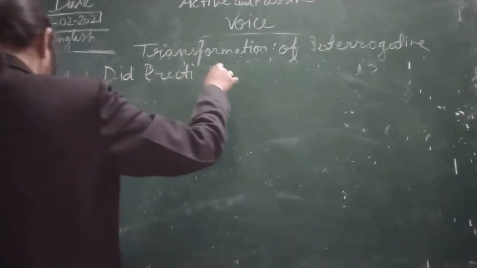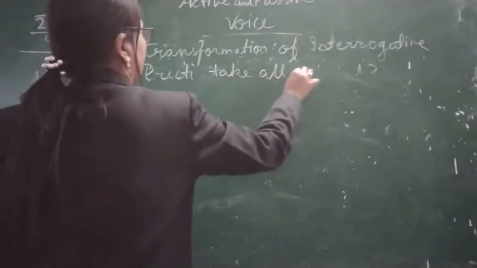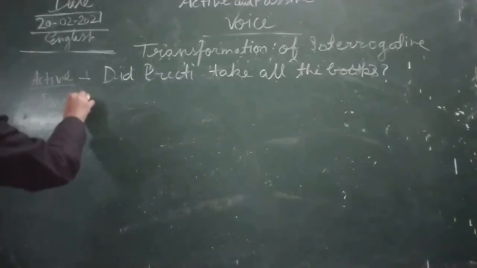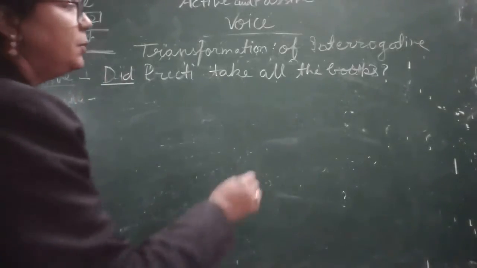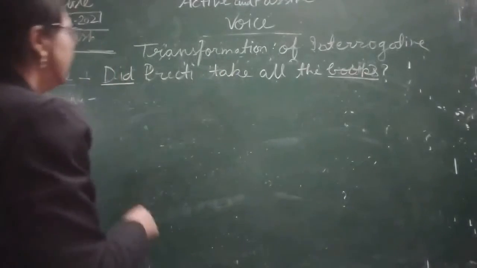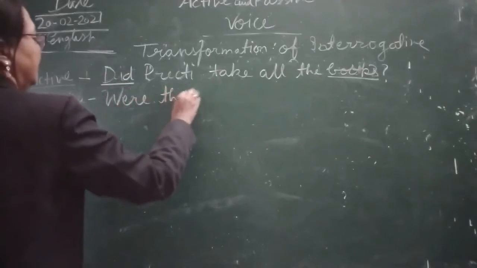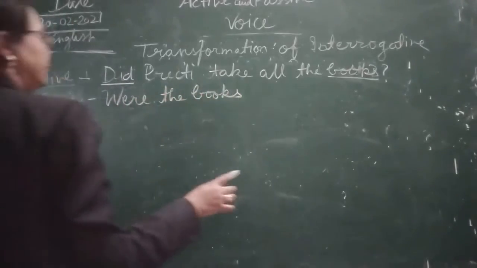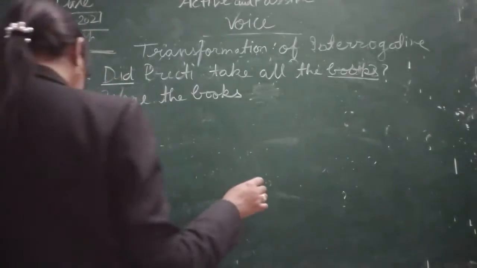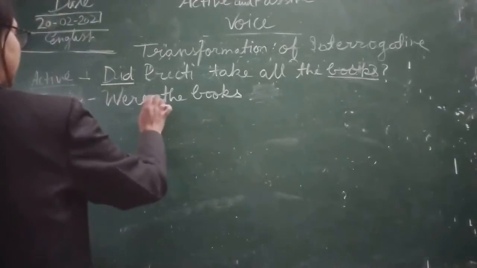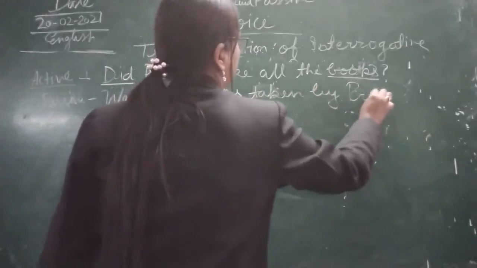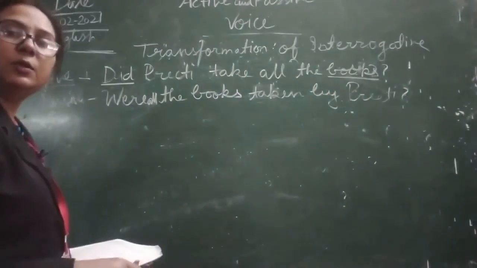Did Preeti take all the books? Now here, children, you can see in passive voice what we will do: did is there, so all the books. Here you can see subject-verb agreement. Now it will become the subject over here. So what will we do? Were the books taken by Preeti? Were all the books taken by Preeti? Question mark.